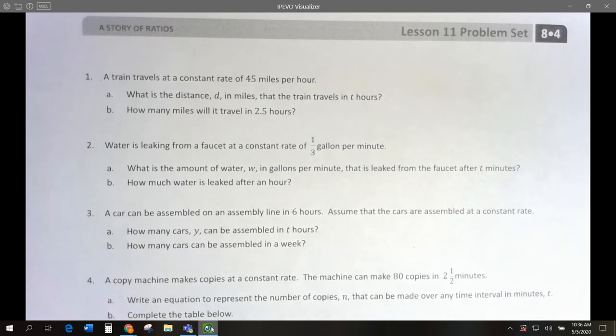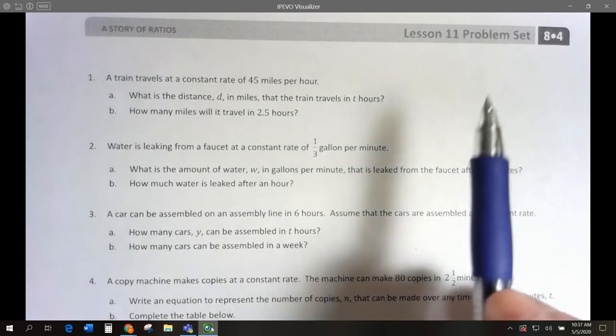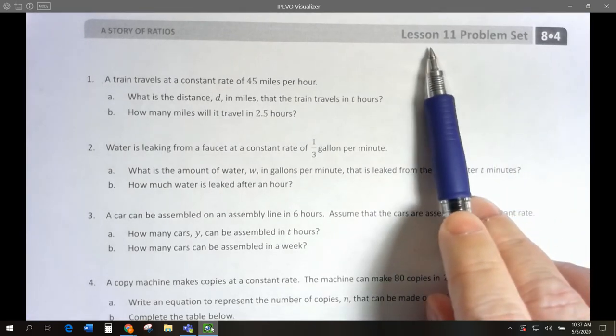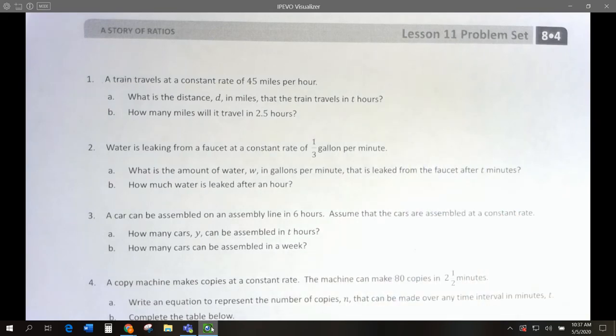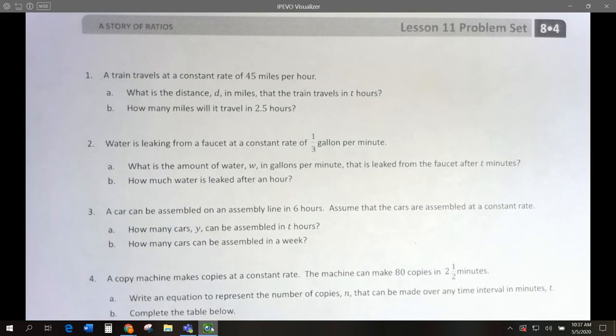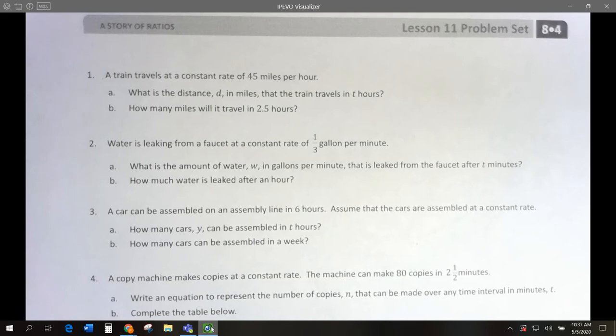8th graders. We're going through Module 4, problem set for Lesson 11 today. We're going to be talking about constant rate and writing equations with two variables in terms of constant rate. Let's look at number 1.